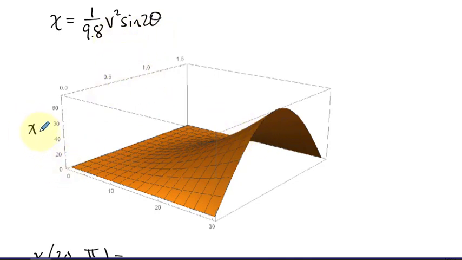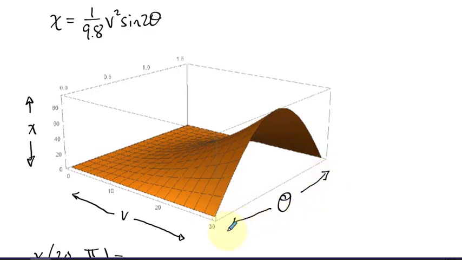Here I have the horizontal range value, x, which is actually a sort of vertical axis that represents the output of the function. This is the speed, this axis here, going from 0 meters per second up to 30 meters per second. And this is the angle theta along this axis, going from 0 to 1.5. This is pi over 2 here. Right about here is pi over 4.